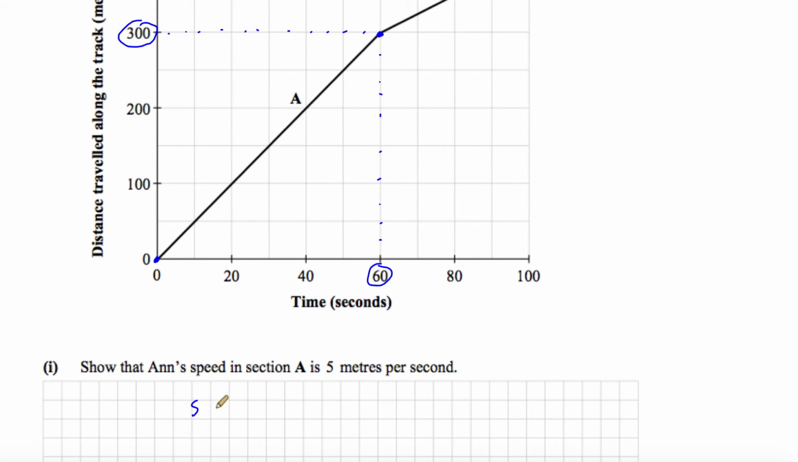Well, speed is equal to distance divided by time. That's the formula you should know. So our distance is 300 metres, and our time is 60 seconds. And 300 divided by 60 gives us 5, and it's metres per second. So we've shown Anne's speed.